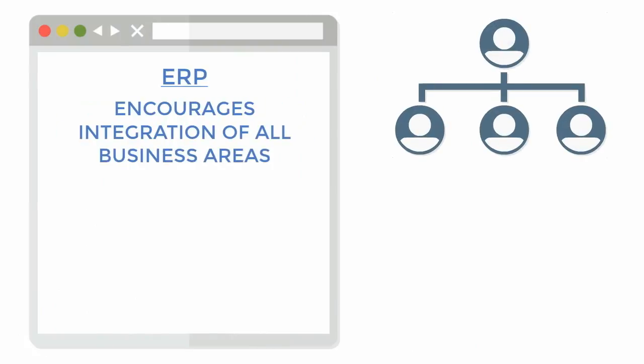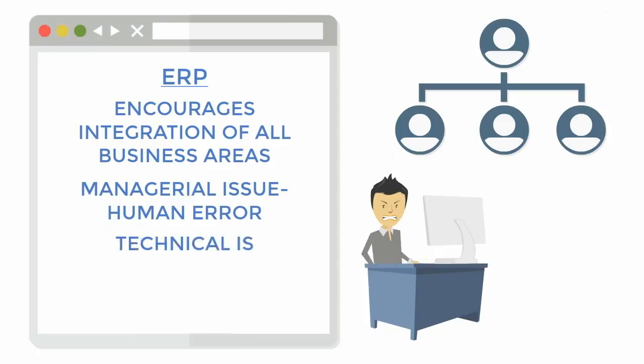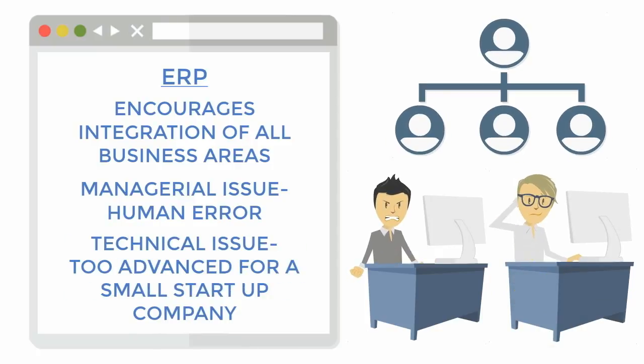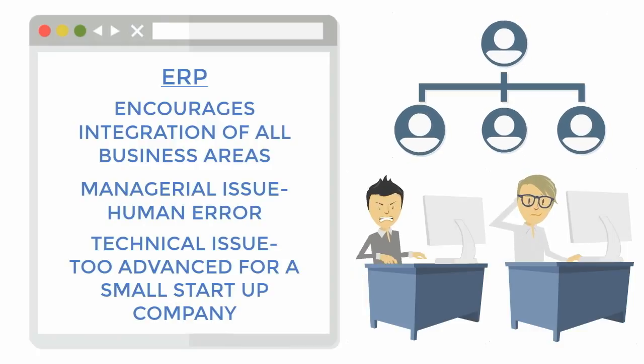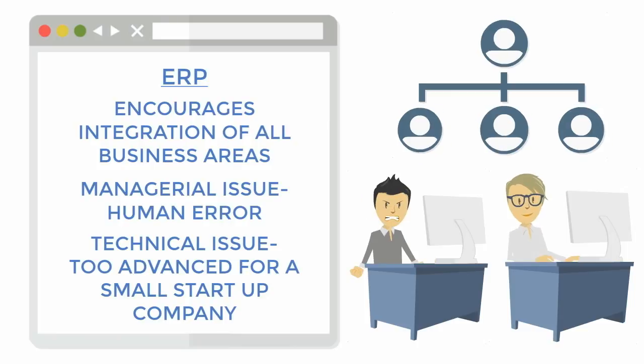ERP encourages the integration of all business areas, and this encourages consistency throughout Shambay and saves data from being entered multiple times. A managerial issue is ensuring that human errors are kept to a minimum. Shambay managers will encourage proofreading over documents to keep this to a minimum, and from a technological perspective, ERP may be considered too advanced for a small startup business.